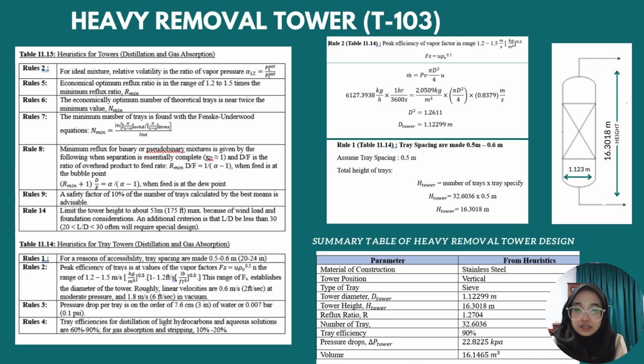The material of construction used is standard steel. The position is vertical. The type of tray is sieve. The diameter and height have been mentioned. Reflux ratio is 1.2704. Number of trays is 32.6036. Tray efficiency is estimated to be 19%. Pressure drop is 22.8225 kPa. And the volume of this distillation column is 16.1465 cubic meters.